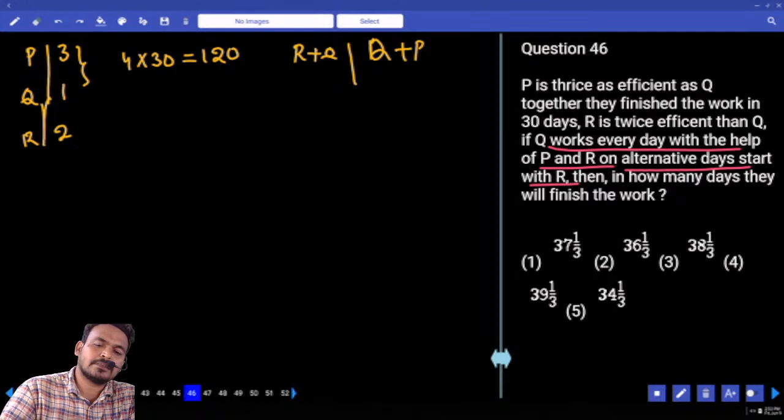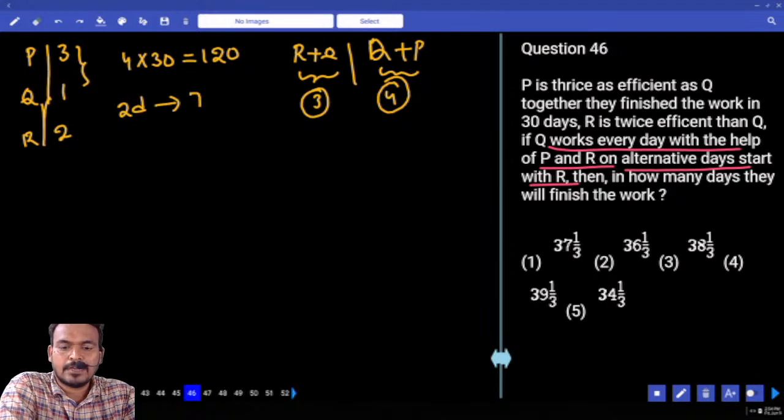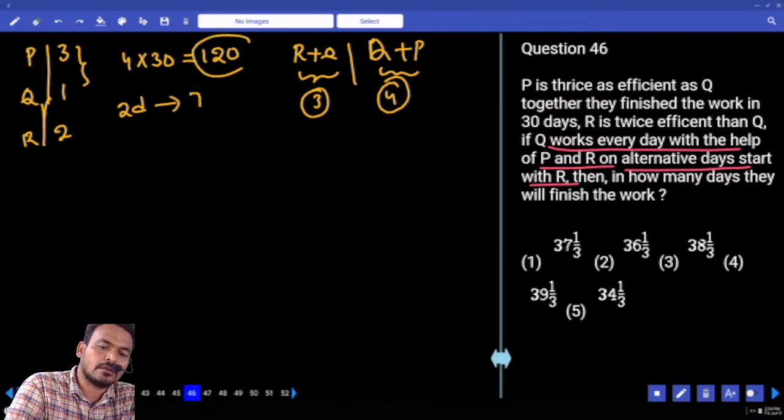First day how many parts are completed? 3 parts. Second day 4 parts. Every 2 days how many parts are completed? 7 parts. First day 3 parts, second day 4 parts. Every 2 days how many parts are completed? 7 parts. What is the total work here?